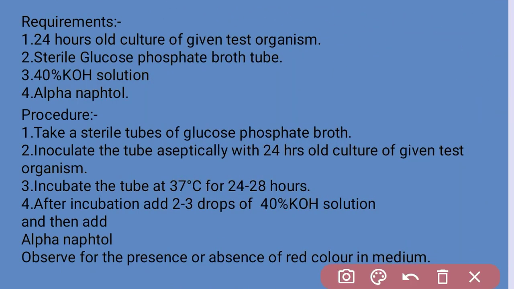Requirement for this test: a 24 hours old culture of a given test organism or a given water sample. Next, a sterile glucose phosphate broth tube, 40% KOH and alpha naphthol. Procedure: take a sterile tube of glucose phosphate broth. Under aseptic condition, inoculate a given bacterial culture into it. After inoculation, incubate the tube at 37 degrees Celsius for 24 hours. After incubation, add alpha naphthol and 40% KOH to the medium tube and observe for presence or absence of a red color in the medium.